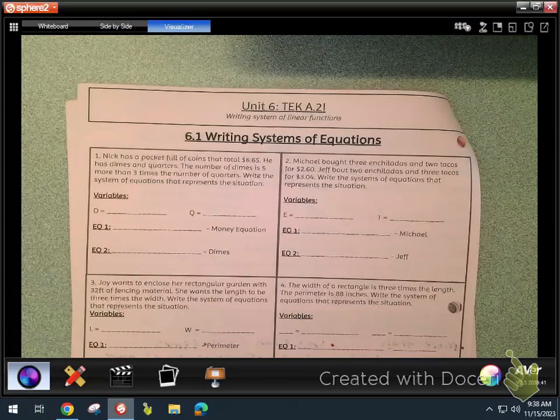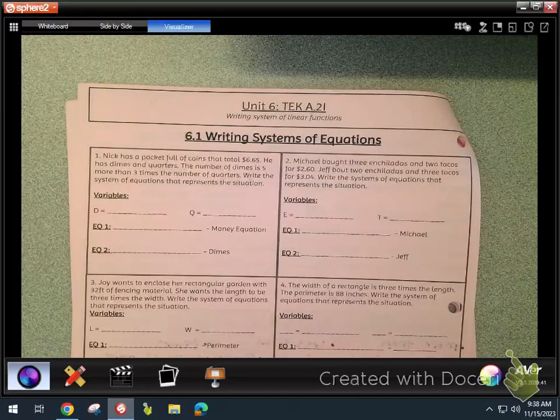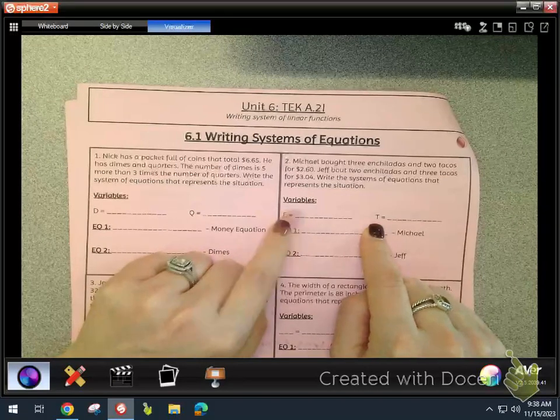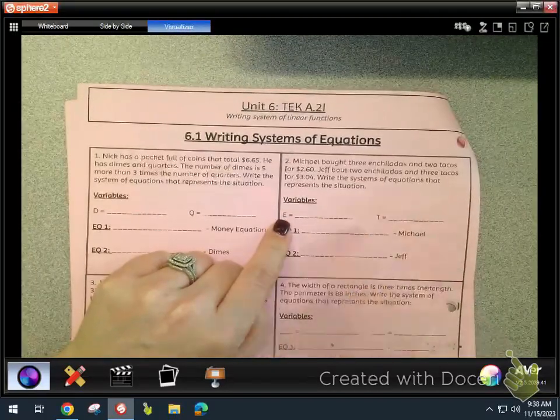Okay? All right, Michael bought 3 enchiladas and 2 tacos, and how much did he spend? $2.60. We got to find this taco stand because this is cheap. Okay, Jeff, I think that should say bought 2 enchiladas and 3 tacos for $3.04. Write a system of equations that represents the situation. So first thing, what are our variables? I gave you a hint. I told you we're going to use E and we're going to use T as our variables.